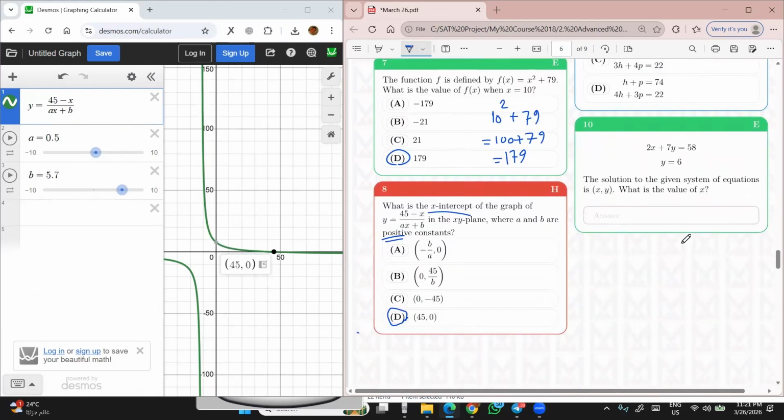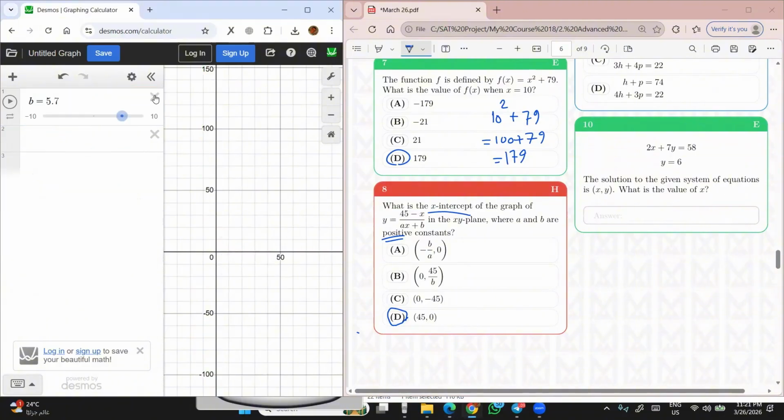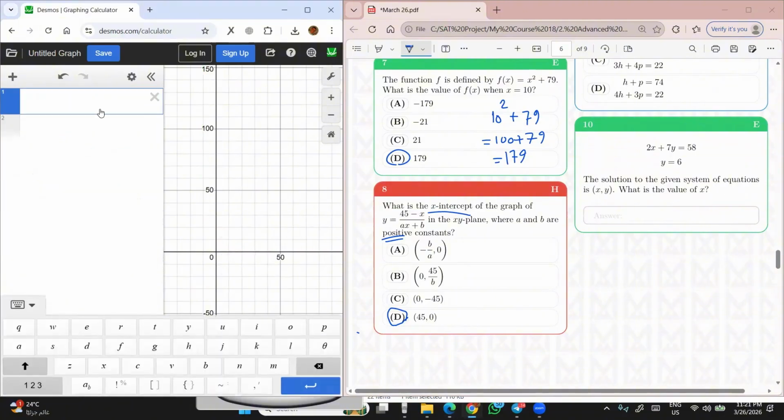Here is question number 10. We have the system and the solution of the system of equations is x and y. What is the value of x? So we can write the equations as a graph. We can write 2x plus 7y is equal to 58, and press enter, and write y is equal to 6.